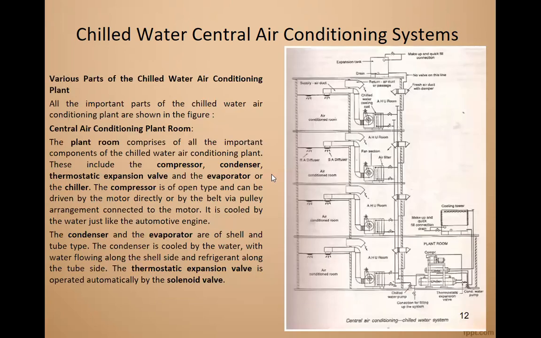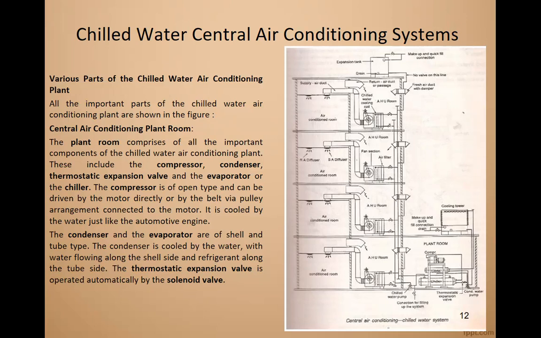So, various parts of chilled water air conditioning plant. All the important parts of a chilled water air conditioning plant are shown in the figure. So, central air conditioning plant. The plant room comprises all the important components of the chilled water air conditioning plant. This includes the compressor, condenser, thermostatic expansion valve, and the evaporator or the chiller. The compressor is open type and can be driven by the motor directly or by a pulley arrangement connected to the motor.